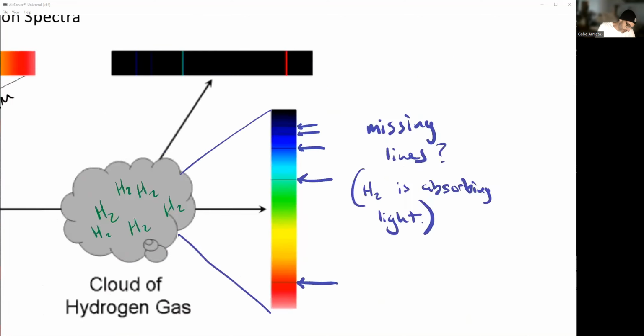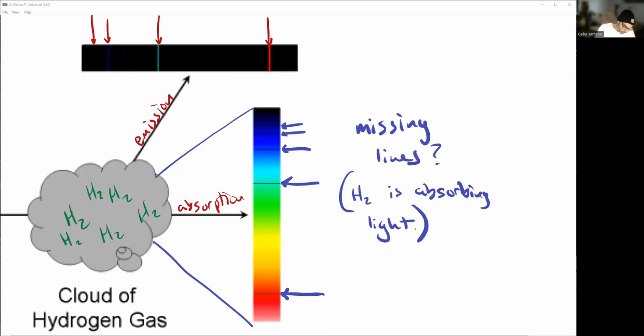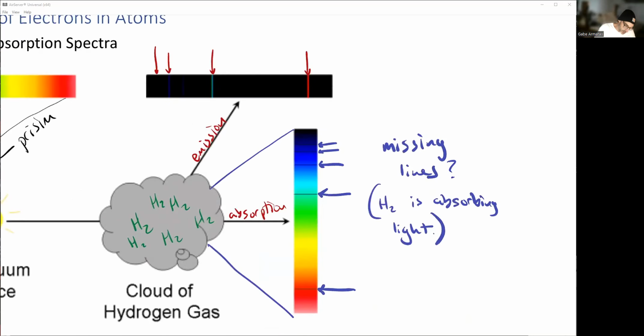Well, it turns out that if we look off to the side, or rather, if we excite hydrogen, this is going to be an emission spectrum, or I'm sorry, what we saw before was the absorption spectrum. This is what you see when you actually excite hydrogen. And if you excite hydrogen, you actually see those same lines. You can't see all of them, but you should be able to see all of them.